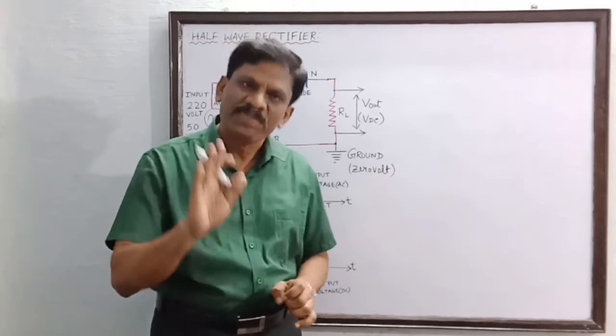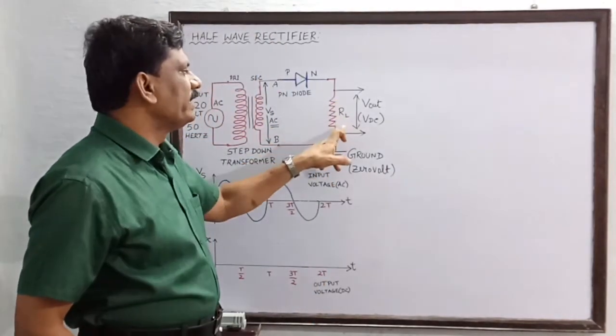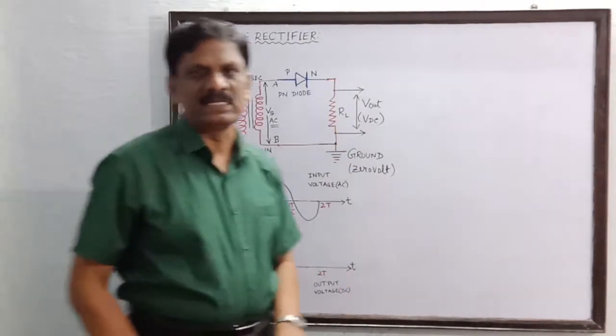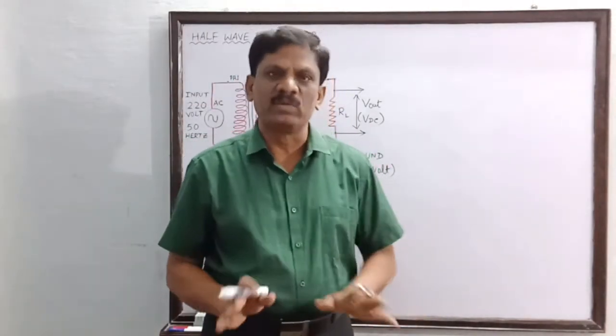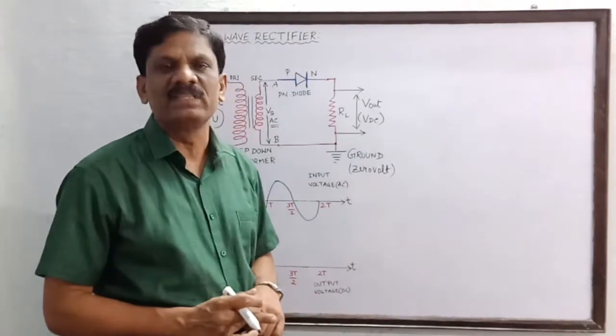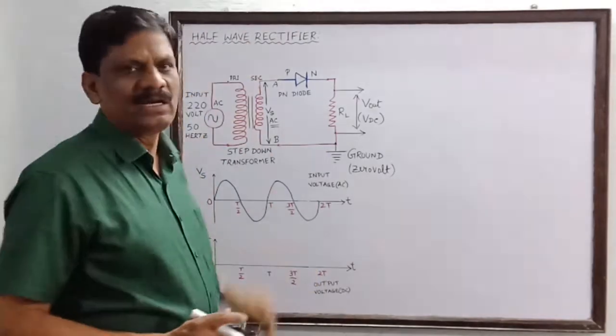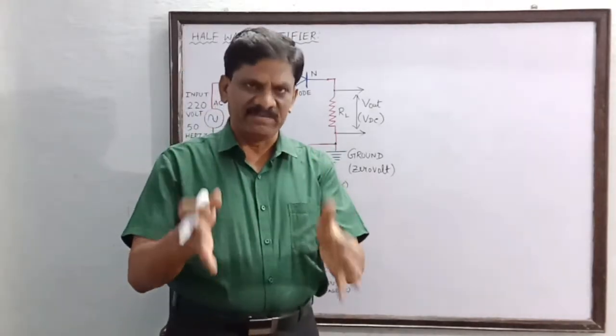Okay, students? Now, I have grounded, for example. So the output voltage is available across the load resistance. So this is a description of the circuit construction. Have you all understood? Now we are going to the working of the rectifier. Okay, students? Why is this called a half wave rectifier?